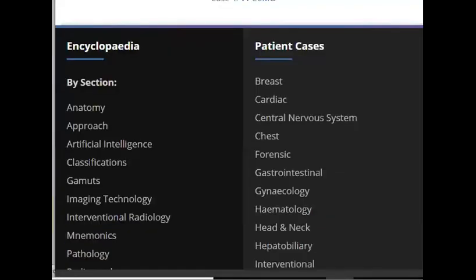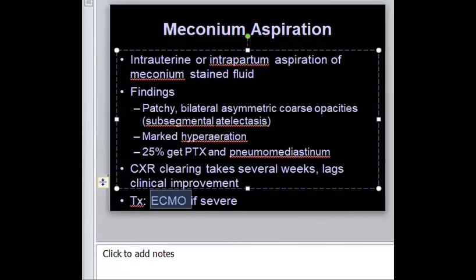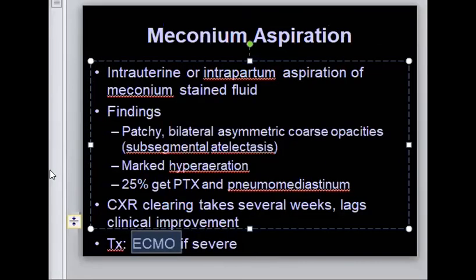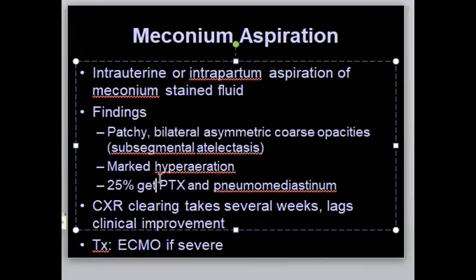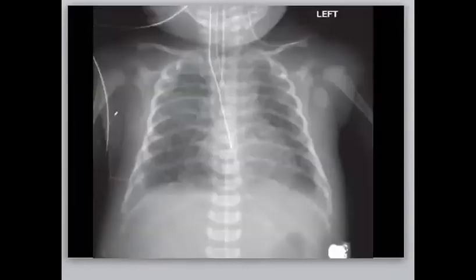Okay, let's go back to our meconium aspiration, and something good to know is that they have pneumothorax and pneumomediastinum in 25% with hyperaeration. So you should see increased lung volume as we mentioned here, okay? And here again.